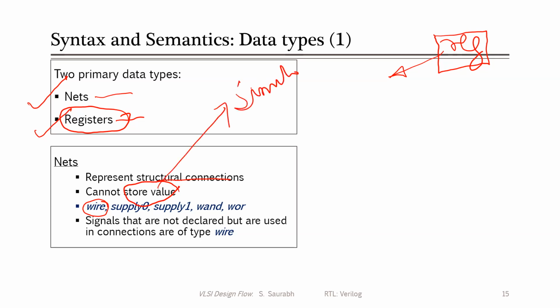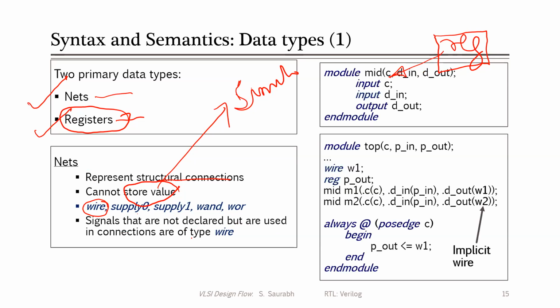When you do the simulation, for the declaration of a net or wire, it will not allocate a memory location. Storing value refers to whether the simulator will store value or not. For nets, the simulator will not store any value. This is a simple connection from an input to the output, from one point to another. These nets can be of type wire, supply0, supply1, wire and, or wire or.